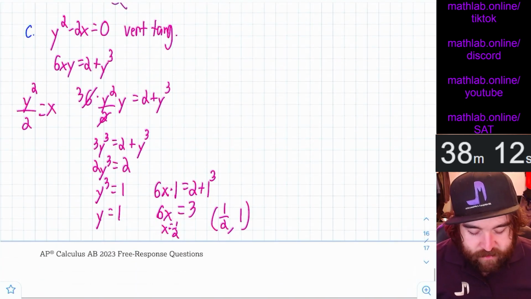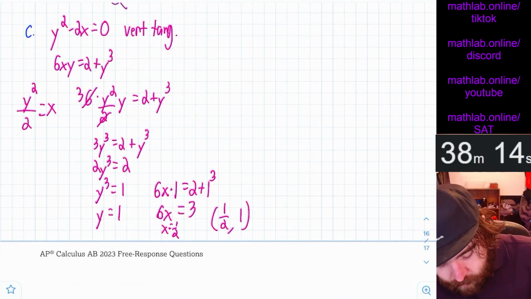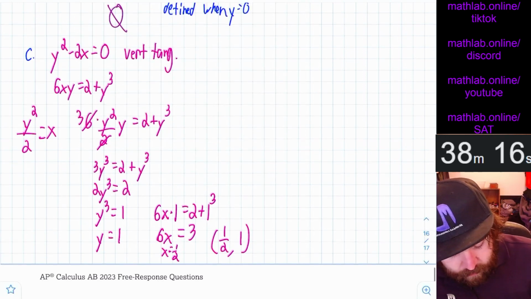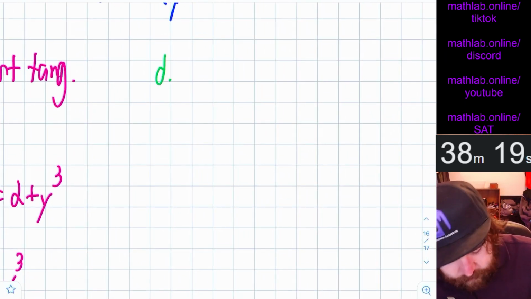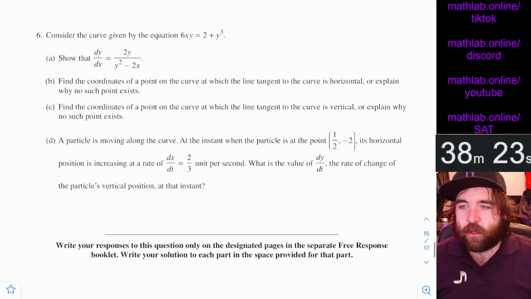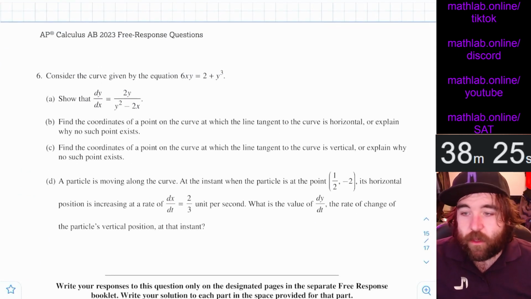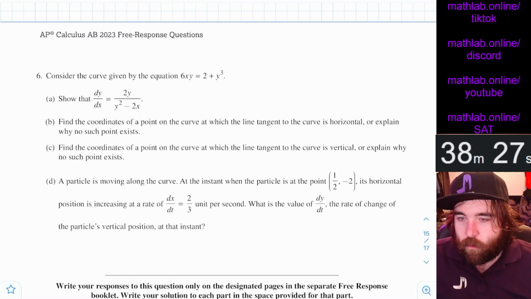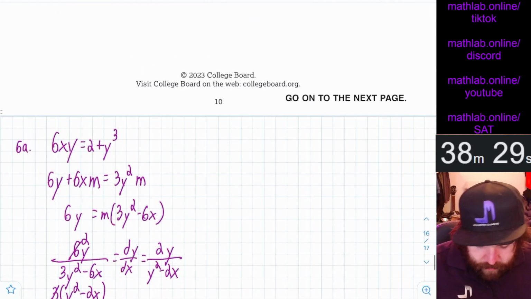That's deep. That's tough, and it's not even part D yet. All right, see if we can do part D over yonder. Or maybe it'll take up too much room. But let's see. Part D. A particle moving along the curve, at the instant when the particle is at (1/2, -2). Hang on.